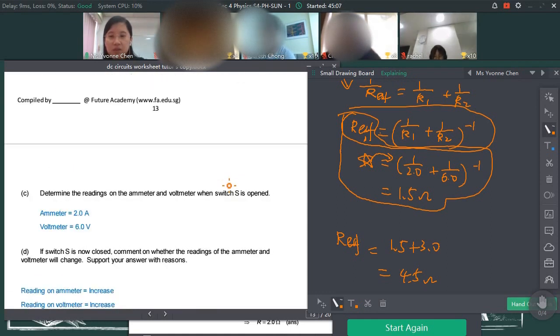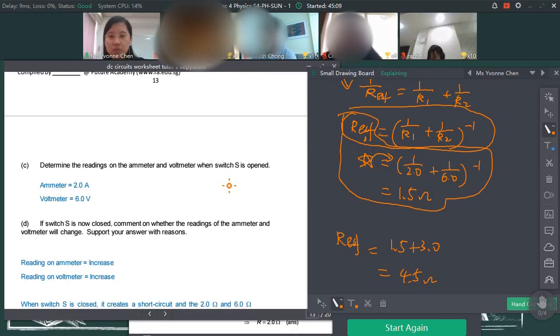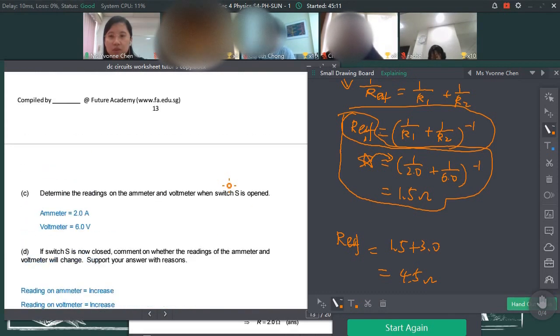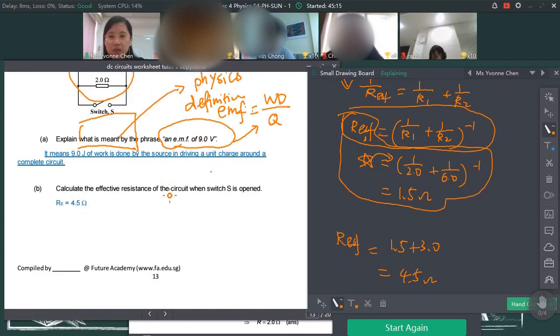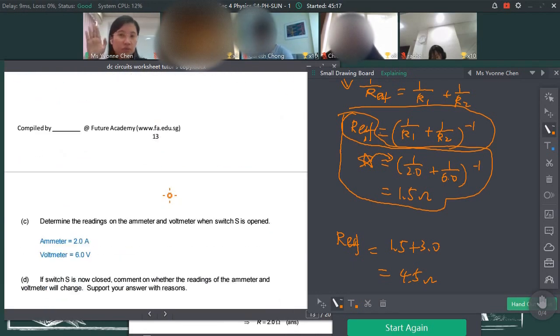So when it's open, determine the reading on the ammeter and voltmeter when it's open. This part, does anyone want me to go through? Please raise your hand. Don't be shy. Please let me know if you want me to go through. Anyone? If no, I'll continue to the next part.